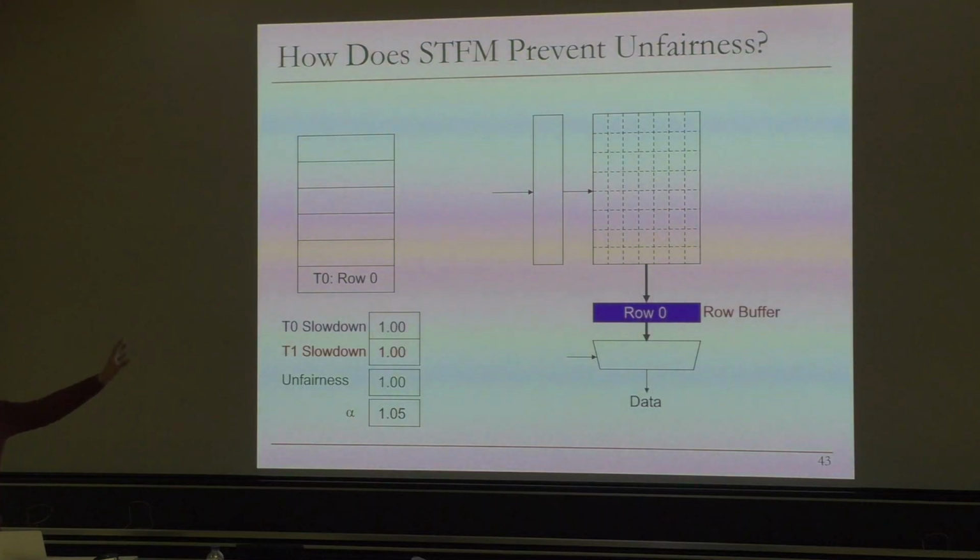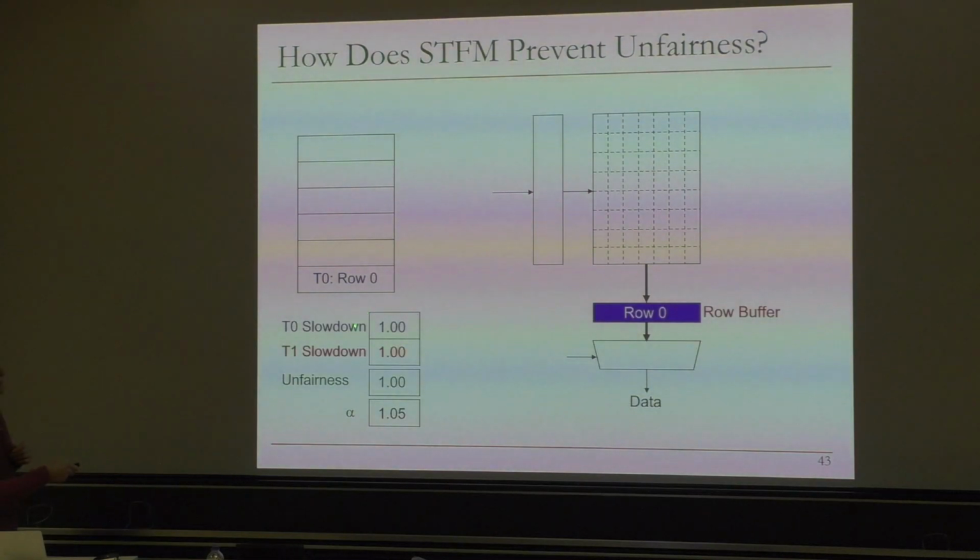Although we will see that this is really good. If you can actually do this perfectly, which is really hard I think, then you can get a very good estimation of the slowdown of a thread when it's running together with other threads, and you can use that for a lot of performance optimizations. So this is a very good thing to strive for. Okay, so let's take a look at STFM in operation.